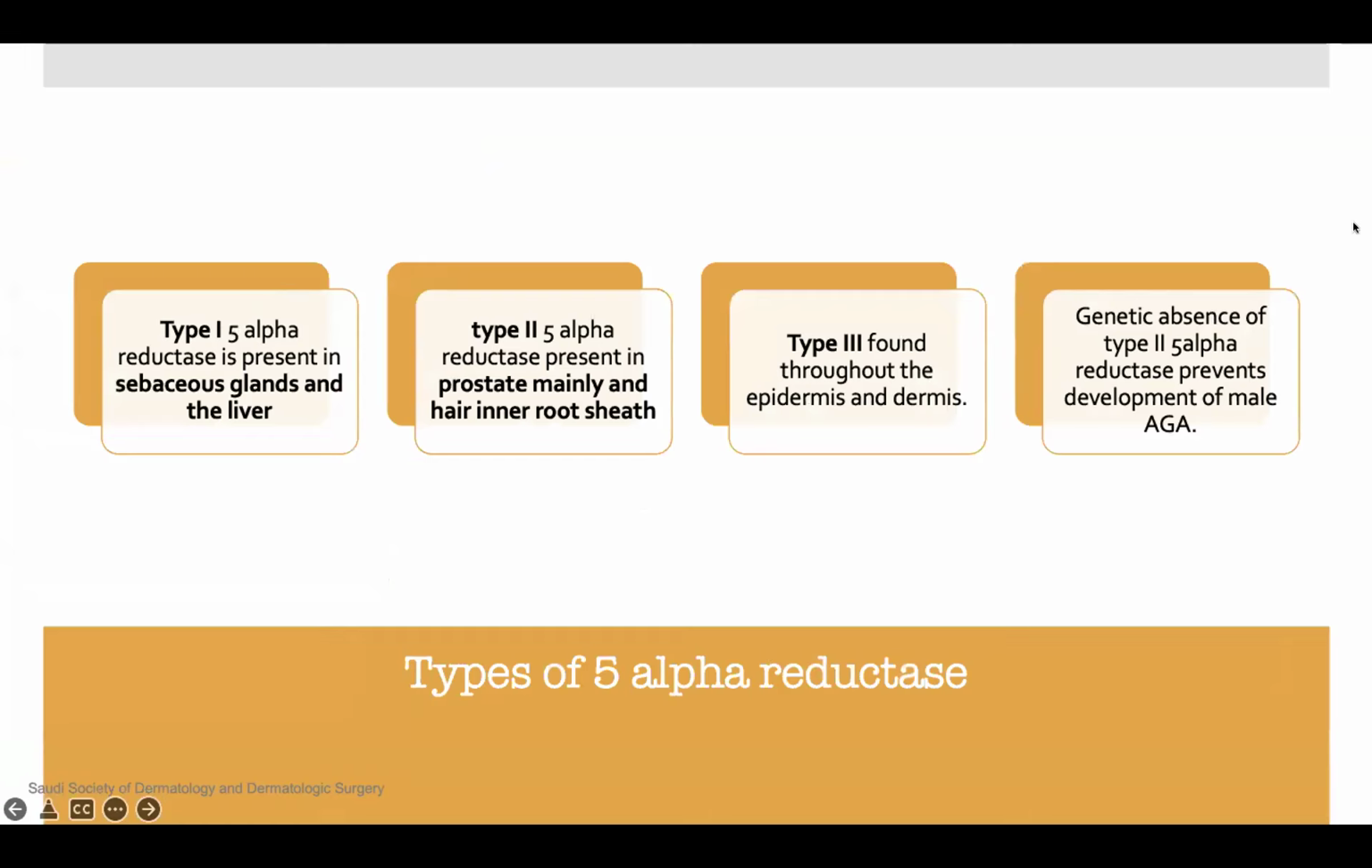These are the types of 5-alpha reductase. Type 1 can be found primarily in the sebaceous glands and liver. Type 2, most importantly, is found mainly in the prostate and the hair root sheath. Type 3 is found throughout the epidermis and dermis. Just to keep in mind, the genetic absence of type 2 5-alpha reductase prevents the development of male androgenetic alopecia.